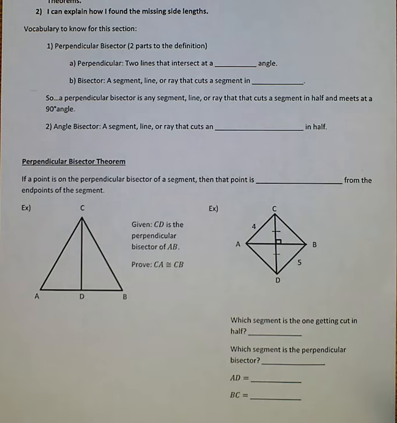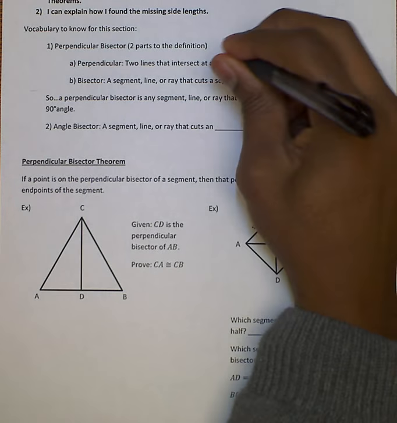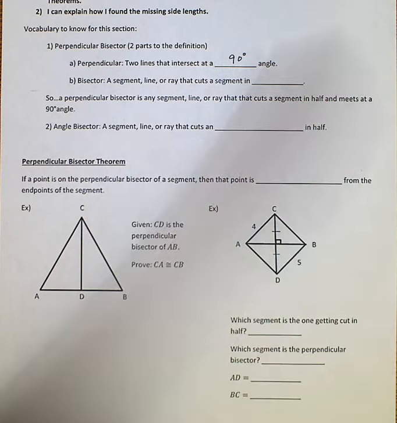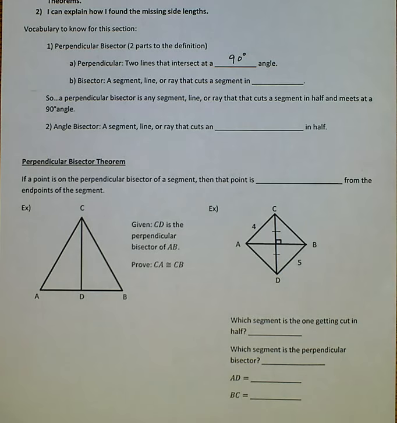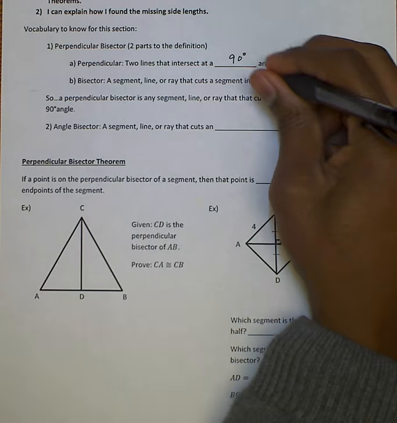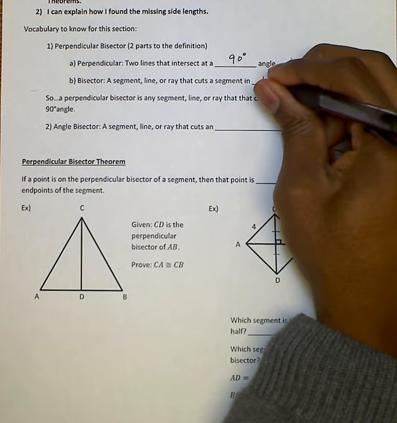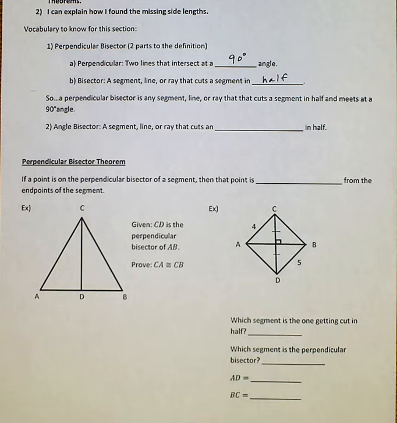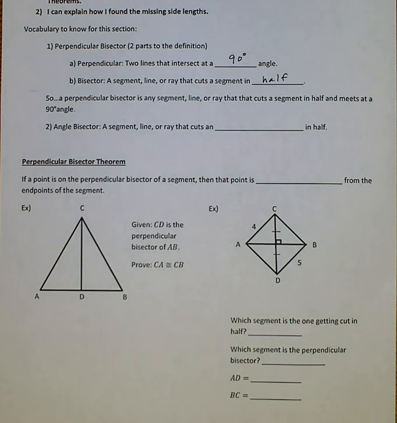Perpendicular means two lines that intersect at a 90-degree angle. Bisector, a segment or line or ray that cuts a segment in half. Two congruent pieces. We'll just say half. Okay, so a perpendicular bisector does both of those things. It cuts a line in half and intersects it at a 90-degree angle.